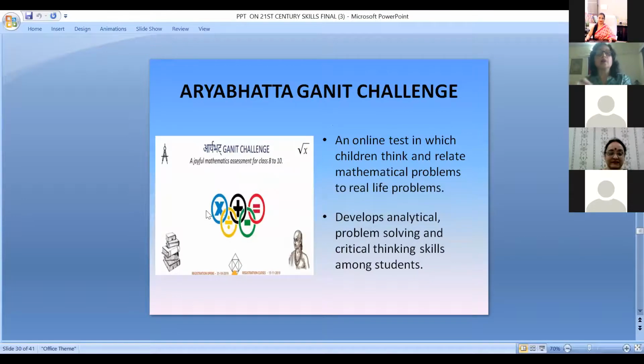Next, they talk about the Aryabhat Ganit Challenge. This is also being organized. It's an online test in which children think and relate mathematical problems to real life problems. So this will develop analytical, problem solving and critical thinking skills. This is also an online test which is being organized by CBSE.